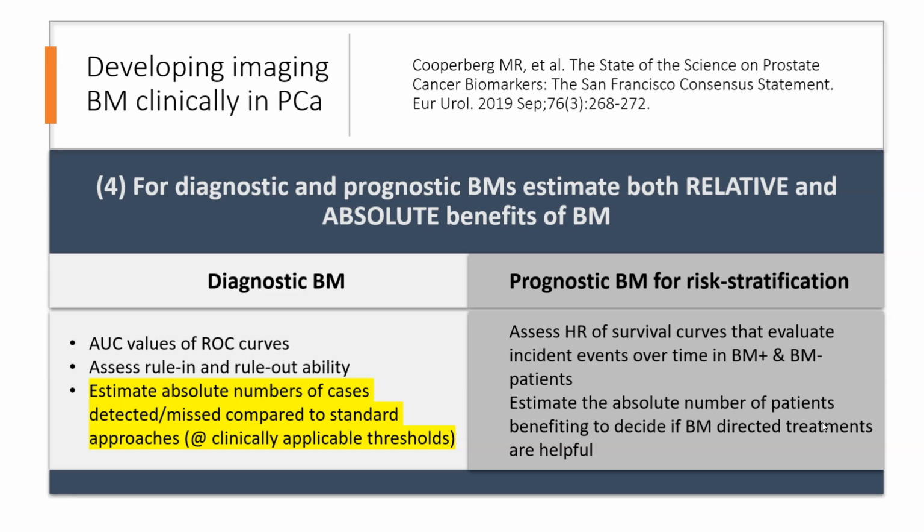Remember that AUC values from ROC curves and rule in and rule out statistics, sensitivity, negative predictive value, specificity, positive predictive value, are relative terms, but you also need to work out what the absolute benefits of the biomarker are. In other words, you need to estimate the absolute number of cases that will be detected or missed compared to a standard approach using clinically appropriate thresholds.